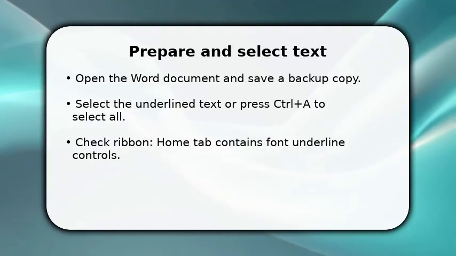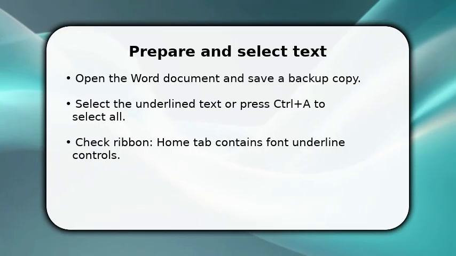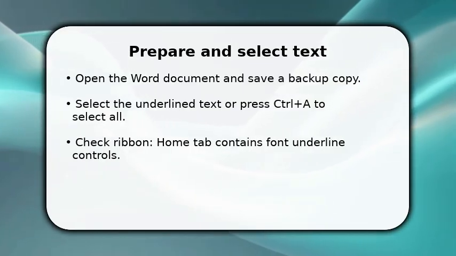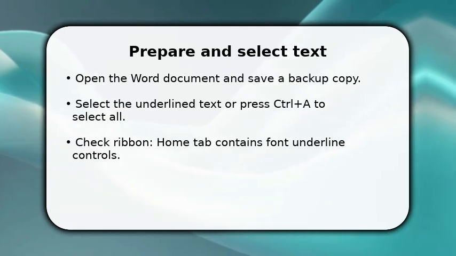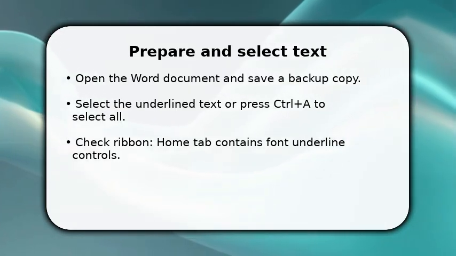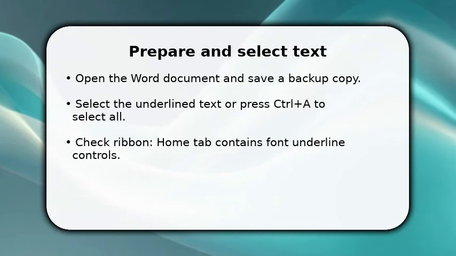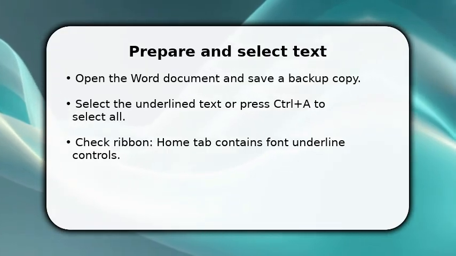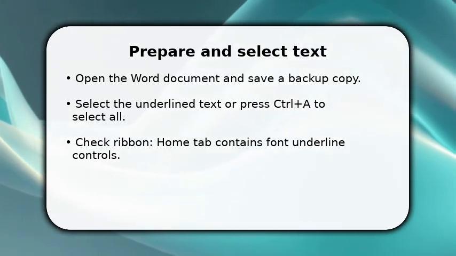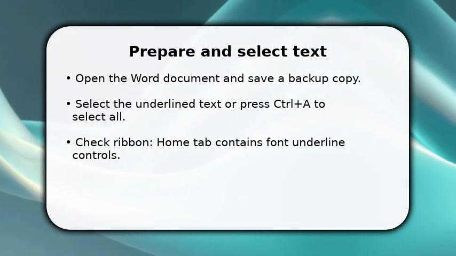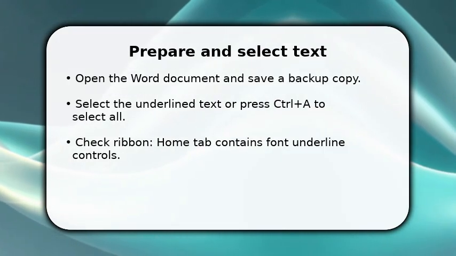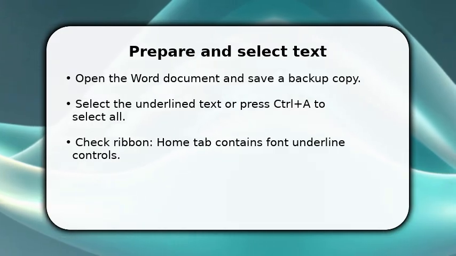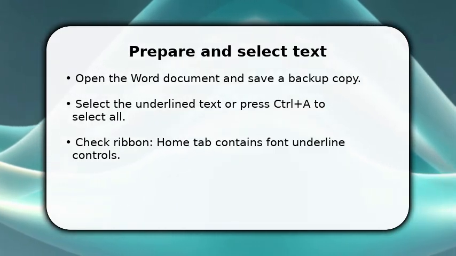You start by opening the document and immediately saving a backup so you can undo big changes. Next, select the text with the underline. Use Ctrl+A if you want the whole file. Once done, look at the Home tab because the underline control and font dialog live there. You need the right selection to ensure changes apply where intended. This preparation avoids accidental removal in other areas and points you straight to the control you will use next.